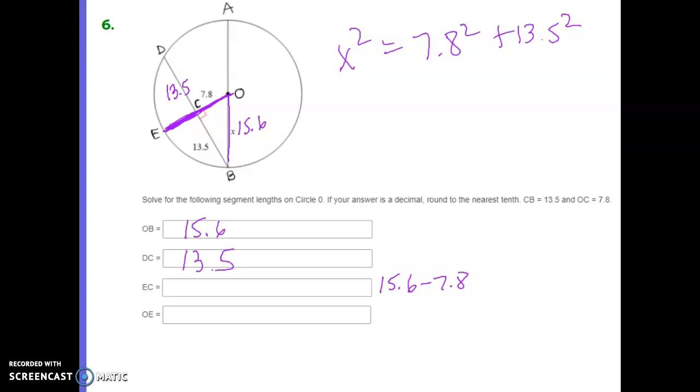Then we know that this distance in red is actually the radius, 15.6 minus 7.8, right? 7.8 plus whatever this length is that we're trying to find is going to be 15.6. So you just subtract them, 15.6 minus 7.8, and you get 7.8. And then the last one is OE, which is the radius. OE is the radius, so we already know it's 15.6.